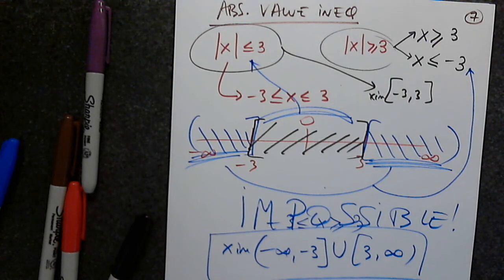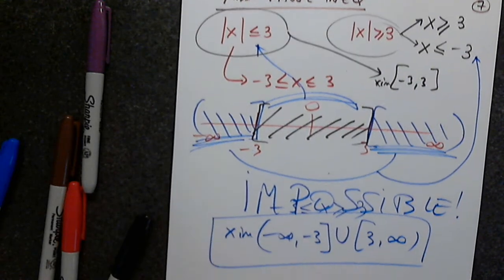If I don't have the equal symbol, then I would have a parenthesis here and a parenthesis here, and you cannot plug in -3. Does it make sense? Yes? Okay, let's look at some examples.